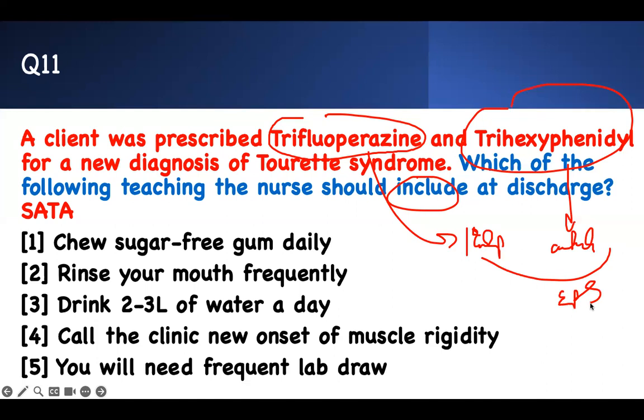Most of them, you know them. So this is an anticholinergic. You've got to teach the patient: chew sugar-free gum daily, because you get dry mouth from an anticholinergic, right? Rinse your mouth frequently so that your mouth is not too dry. Drink 2 to 3 liters of water a day to prevent constipation. Call the clinic with new onset of muscle rigidity. If you get muscle rigidity, we're talking about neuroleptic malignant syndrome from that. You will need frequent lab draws.